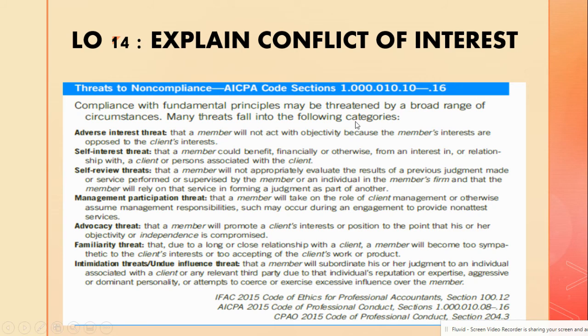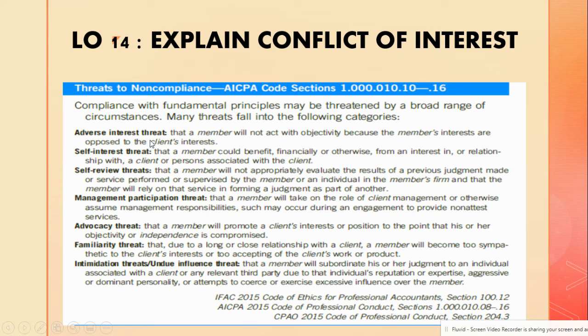So the next one is to discuss the threats. Those I mentioned earlier, threats to non-compliance, or more to the auditor's independence. Okay. So compliance with fundamental principles may be threatened by a broad range of circumstances. So many threats fall into the following categories.